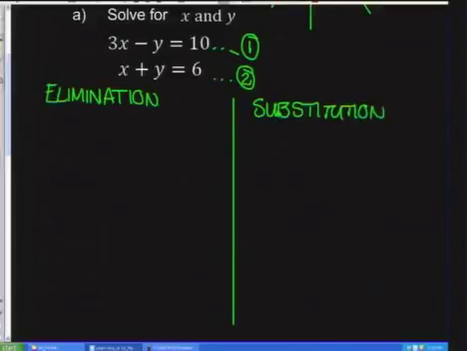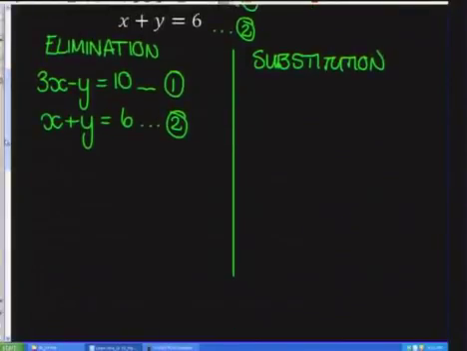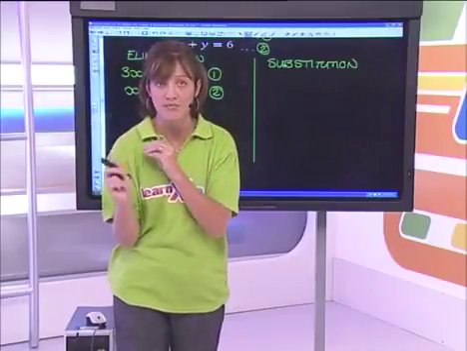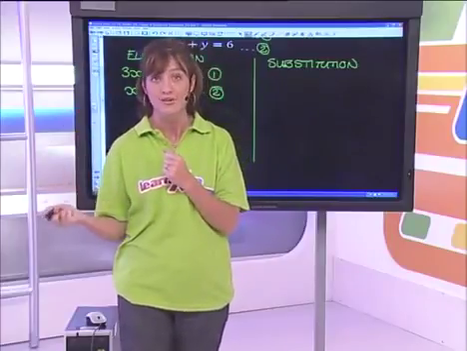Okay. Right, so we take our equations and we write them down, and as I've done, we label them equation 1 and equation 2. So I take 3x minus y equals 10, and that's equation 1, and x plus y equals 6, and that's equation 2. The elimination method says look at your two equations and see if there are two variables that look the same, that if I were to add the two equations together, would cancel out.